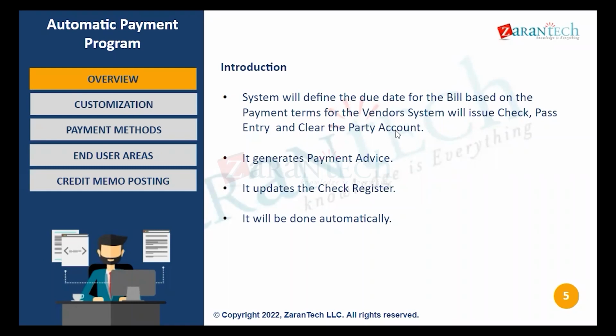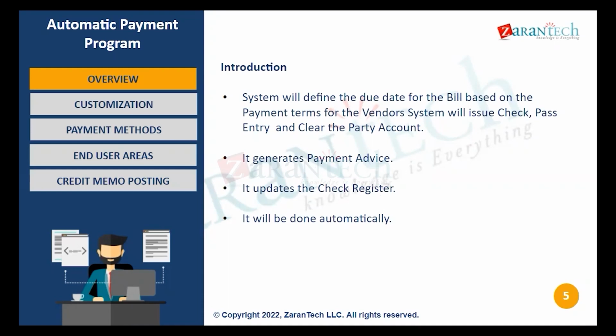When the end user does an automatic payment run, the system will automatically pick the invoices which are due and automatically issue the checks, pass the entries and credit the payment to the vendor's account. From our bank account, it will get credited. The payment will reach the vendor bank account. It generates payment advice, updates the check register, and it is done automatically without much human intervention. We need not pay manually, check after check, to the different vendors.